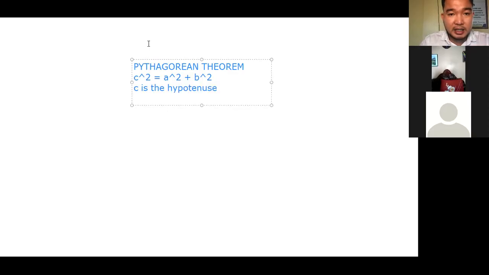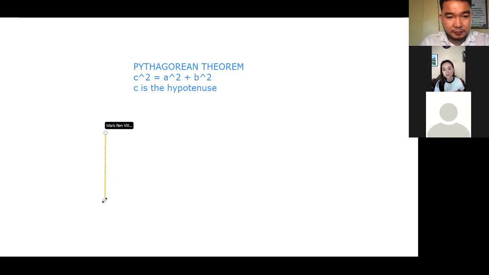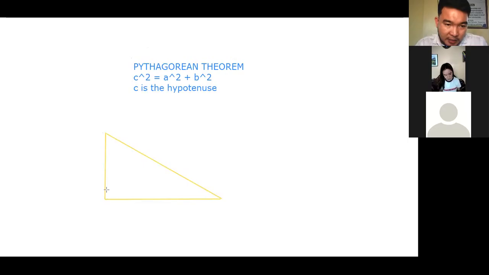So kung meron tayong triangle, like for example, we have this right triangle. So when we say right triangle, ibig sabihin dito, this is equivalent to 90 degrees. Kaya siya tinawag na right triangle, 90 dyan. Ano? So dito, ito yung hypotenuse, which is the longest side of the triangle. Then this is our B, and this is our A. A is the base, and B is our height.